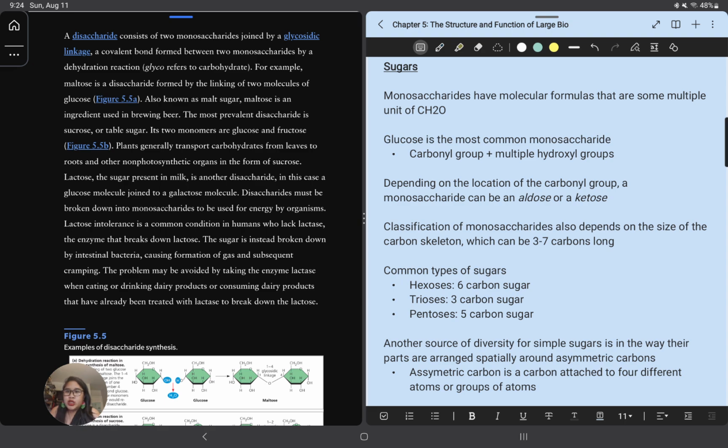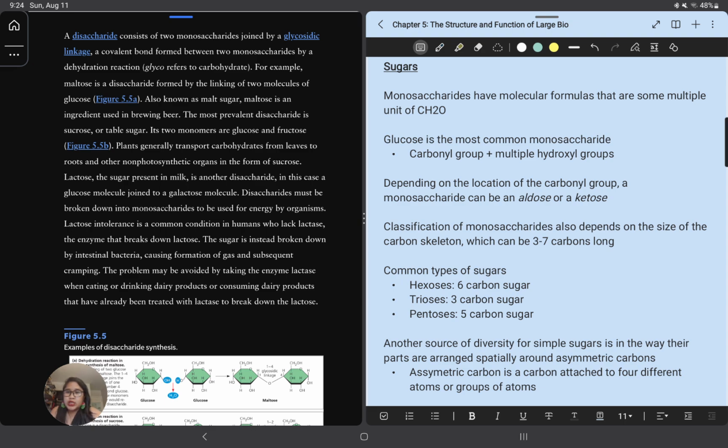For example, maltose is a disaccharide formed by the linking of two molecules of glucose. Also known as malt sugar, maltose is an ingredient used in brewing beer. The most prevalent disaccharide, however, is sucrose, or table sugar. Its two monomers are glucose and fructose. Plants generally transport carbohydrates from leaves to roots and other non-photosynthetic organs in the form of sucrose.